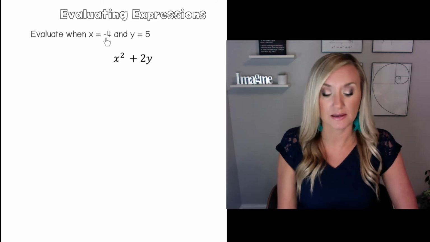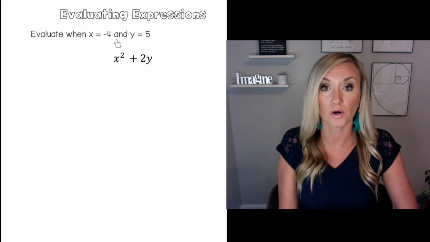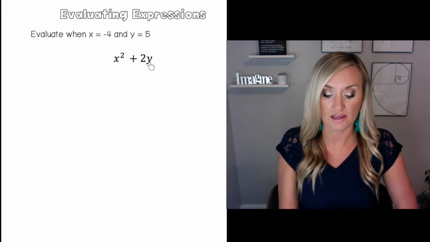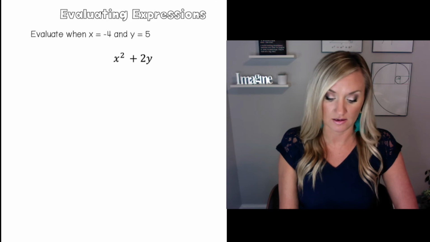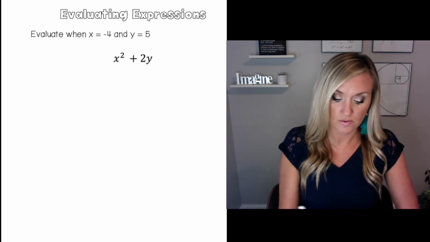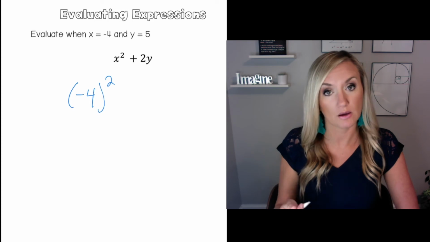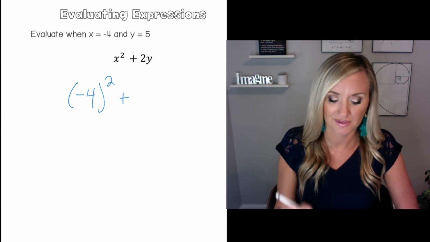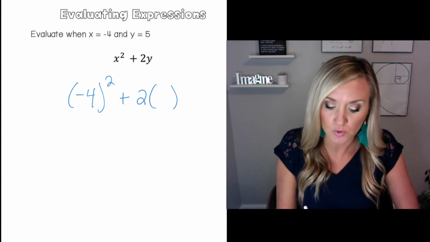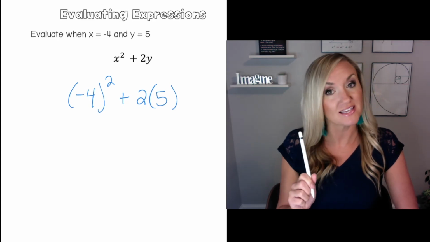Okay, so this time x is negative 4. So negative 4 goes where x is. And then y is 5, so I'm going to plug in 5 for y here. So x squared, instead of an x, is now going to be (-4) squared. See how I put the parentheses? Stick with me. Plus 2 times y. y is 5. See the parentheses again?